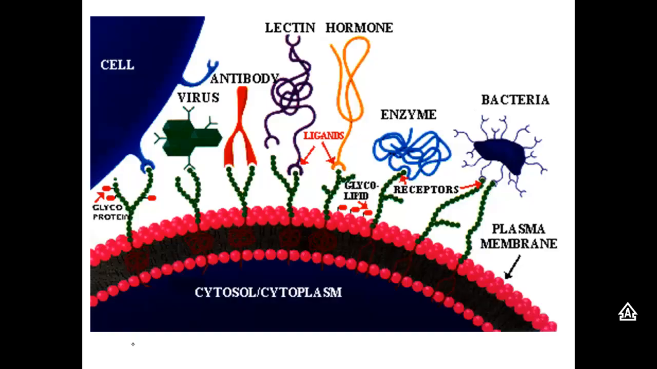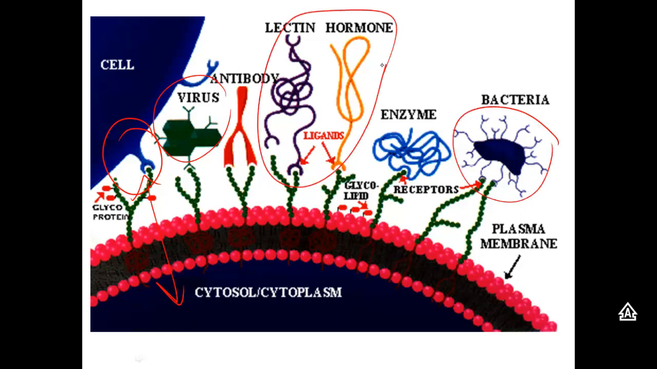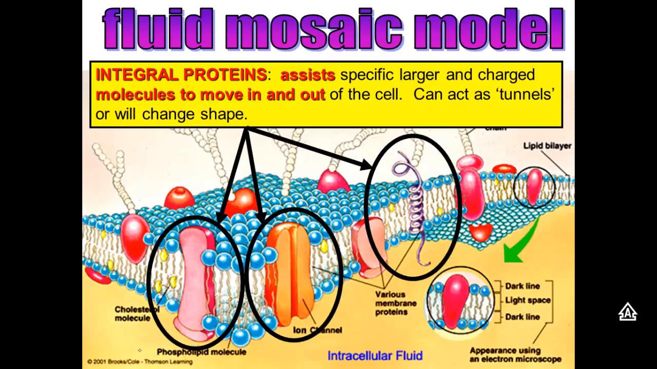So what kind of information will they receive? They'll receive information from other cells. So this is how cells communicate with each other. They'll receive information from viruses and from bacteria in the outer world. They'll also receive information from hormones and enzymes, and also from your immune system, from antibodies. And this is how cells communicate with the world inside your body.